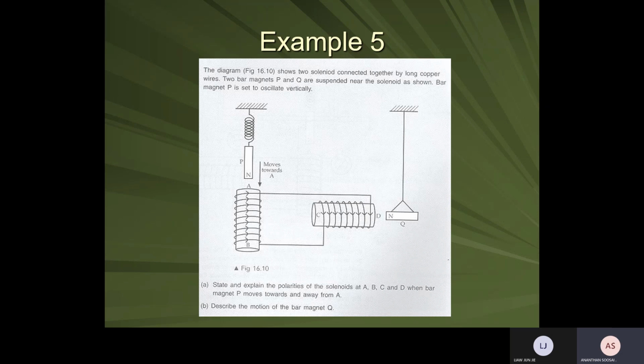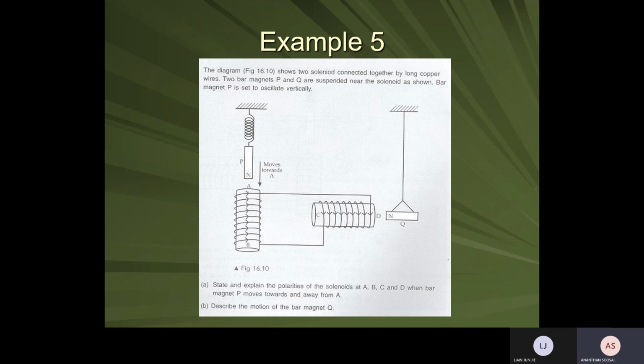So when the north pole moves away upwards, A will be south, and B north, and so on. The direction changes. So here D changes north south at the same frequency as this oscillation. Let's say this oscillation is 50 Hertz. The pole at D is going to change north south at 50 Hertz, 50 times in a second.